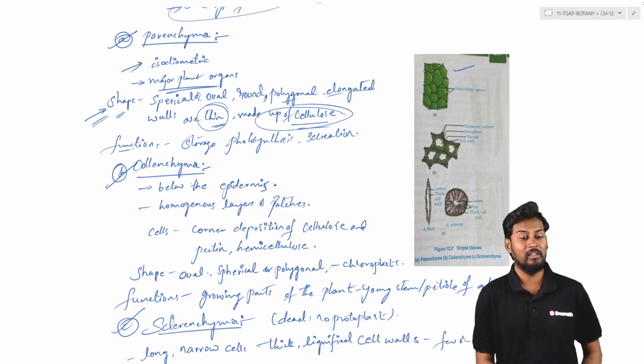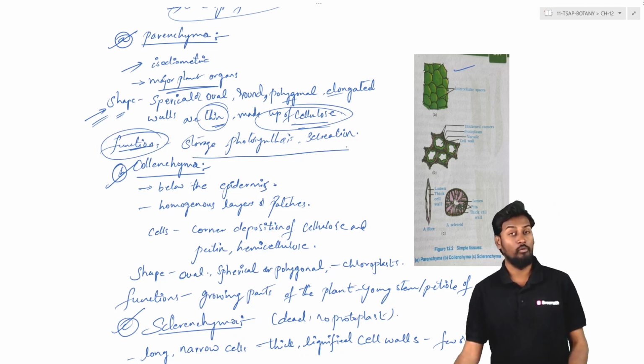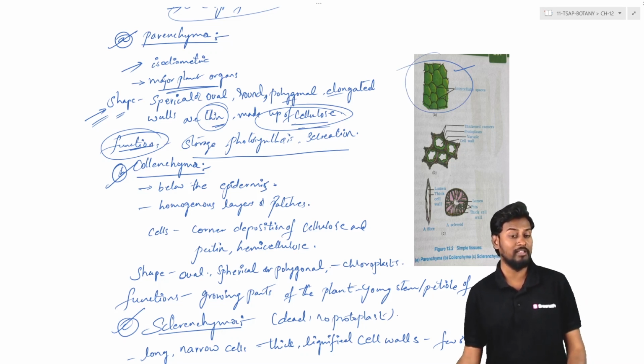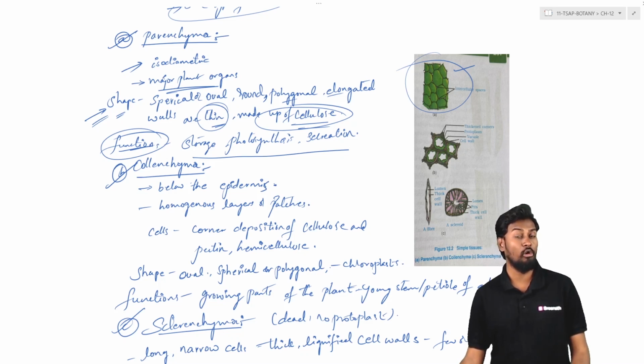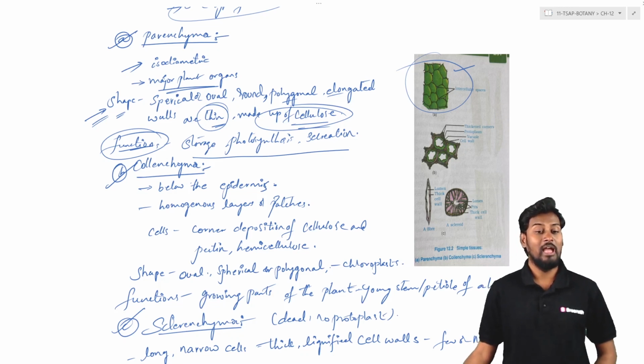And we can see the major functions of this particular parenchyma are all the basic functions like storage and photosynthesis, because it consists of the green color pigment, that is chlorophyll, within the chloroplast. So they are involved in photosynthesis, and they are involved in secretion. Here we can see it is the tissue performing all kinds of basic functions of the plant. So that is about the parenchyma.